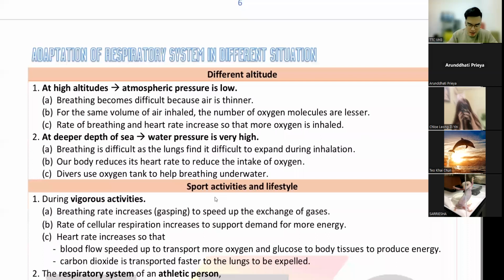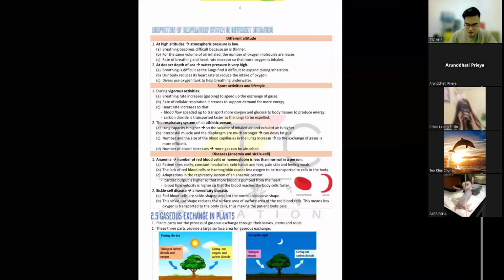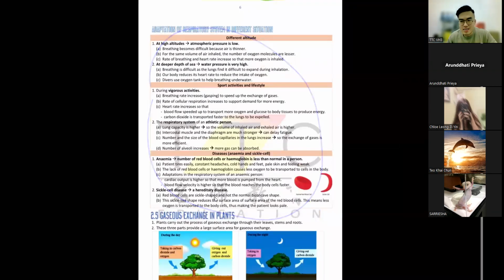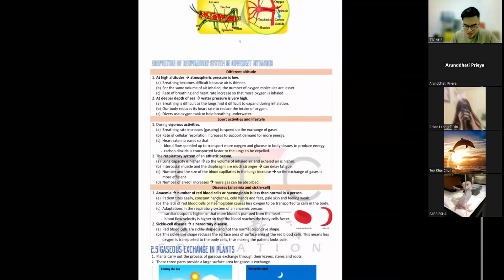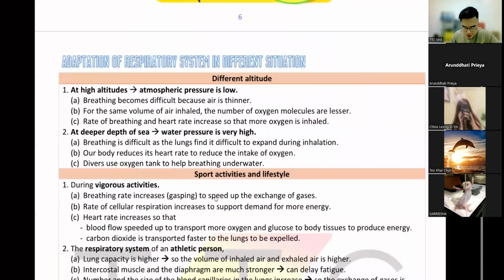So anyway, I think I finished here, right? Okay, sure. So anyway, I think we stopped here. We went through this, right? At high altitude, if you're at a very high mountain, pressure is very low. There's less air up there, so there's less oxygen. So what happens to your breathing and your heart rate? Your heart rate and your breathing will increase to compensate for the lack of oxygen.